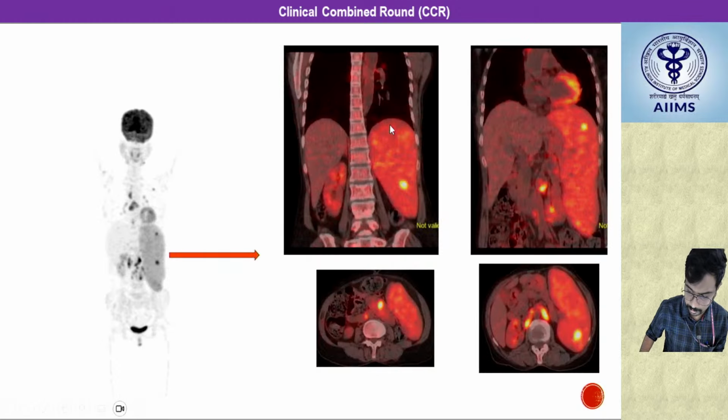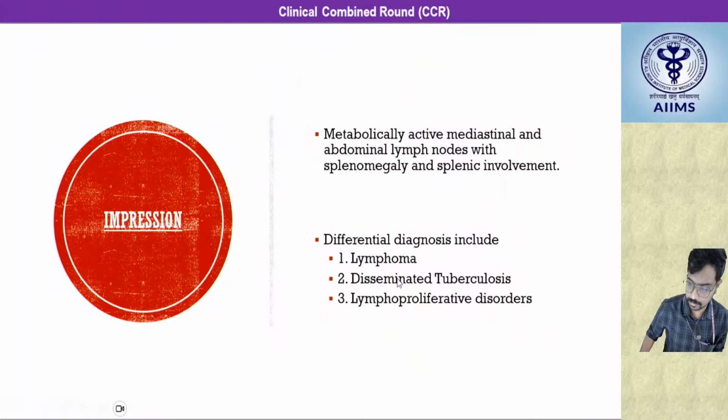And these are the coronal images of the abdomen, and we can see that there is a massive splenomegaly along with some foci of increased activity in the spleen, and there are some FDG-avid retroperitoneal lymph nodes. So our impression was metabolically active mediastinal and abdominal lymph nodes with splenomegaly and splenic involvement, and our differential diagnoses were lymphoma, disseminated tuberculosis, and lymphoproliferative disorder.